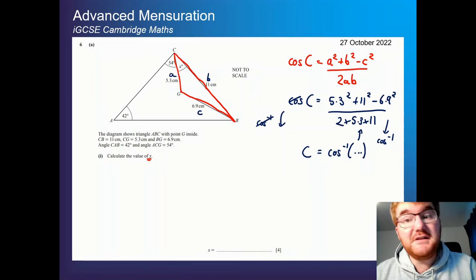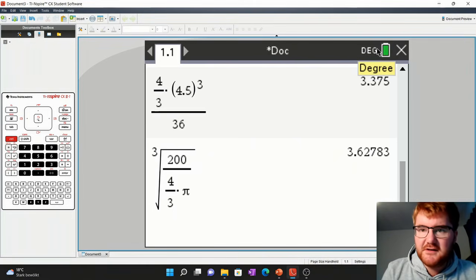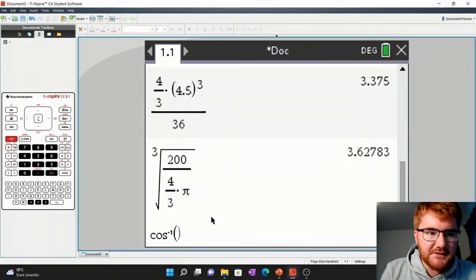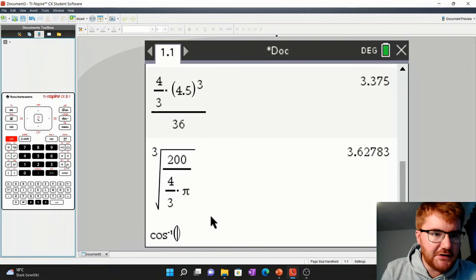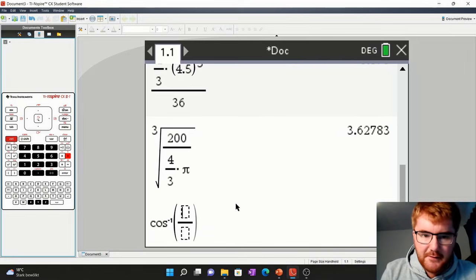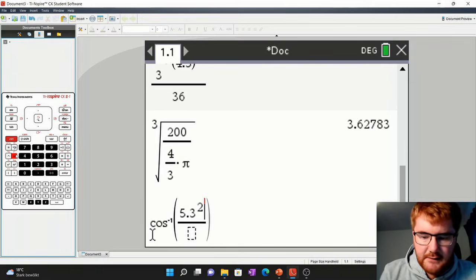So now let's go to that calculator and work it out. Okay, so make sure it says degrees at the top. That's always the first thing to check here. And we want inverse cosine, and we need to set up a fraction here as well. Let's remind ourselves what it looks like. So 5.3 squared.